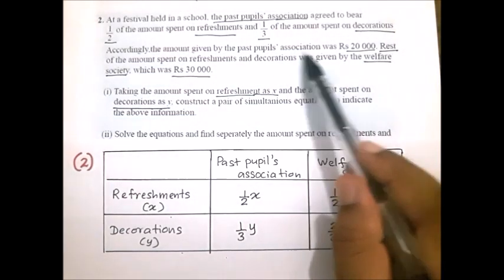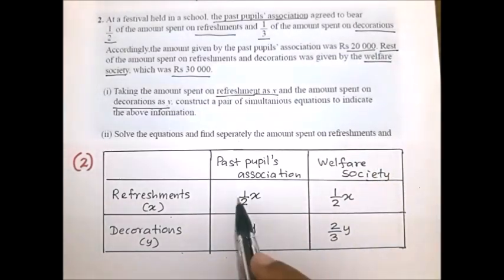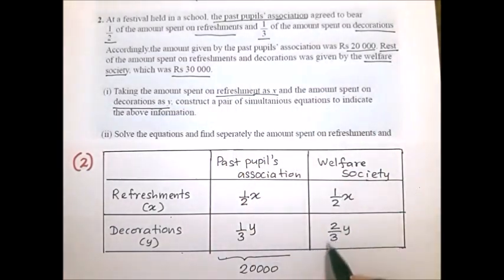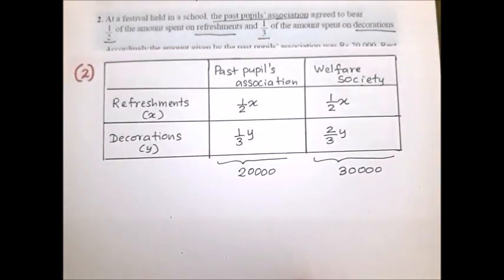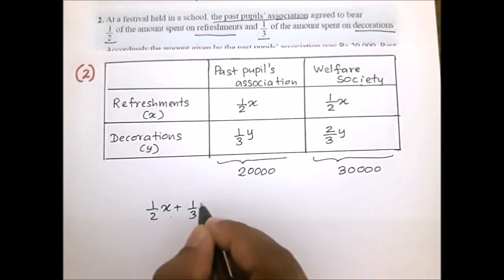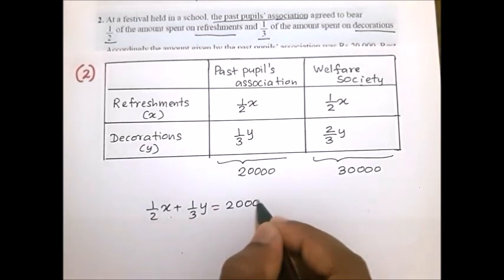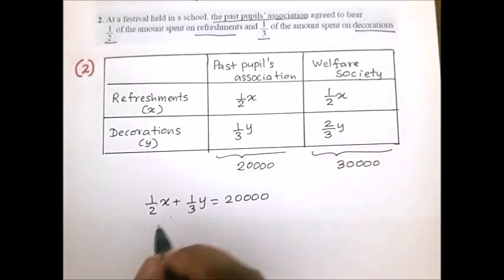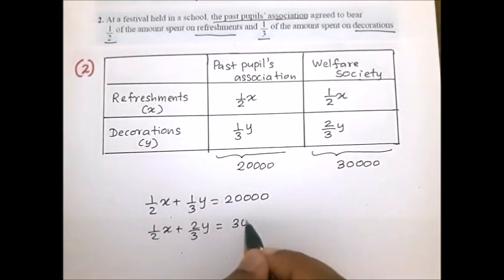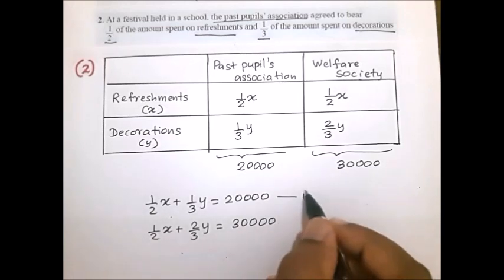Total amount given by past pupils association was 20,000. So sum of these two equals 20,000. And the amount given by welfare society is 30,000. Sum of these two parts equals 30,000 rupees. Now you can build up two equations by adding these two and equating to this one. Half X plus 1/3 of Y equals 20,000 rupees. And add these two. Half X plus 2/3 of Y is 30,000 rupees. Name this as 1 and 2.